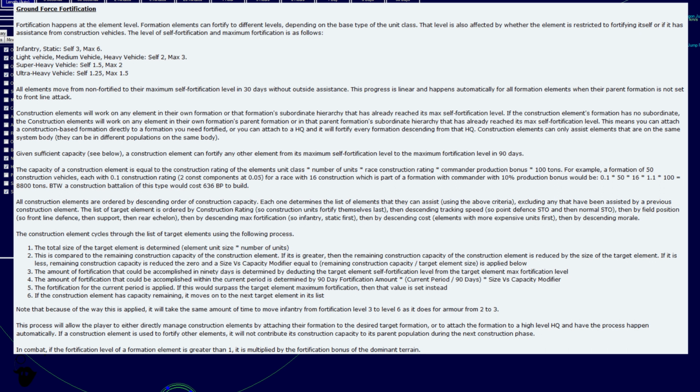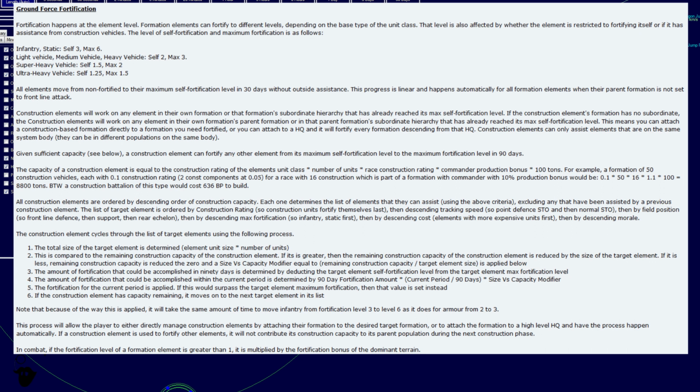If a construction element is used to fortify other elements, it will not contribute its construction capacity to its parent population during the next construction phase. In combat, if the fortification level of a formation element is greater than 1, it's multiplied by the fortification bonus of the dominant terrain.